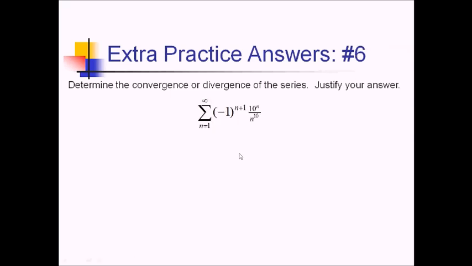On this problem, I'm trying to figure out if this thing converges or diverges. Let me start with the nth term test. So limit as n approaches infinity of this stuff here. Now, if I take this limit, I notice that I have an exponential term in the numerator versus a polynomial in the denominator. Exponential growth outdoes polynomial growth. So that means we're going to end up with a top-heavy function that grows to infinity.